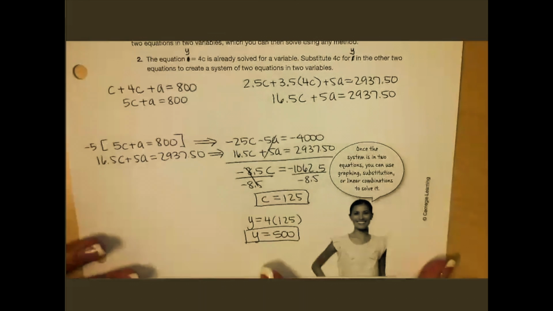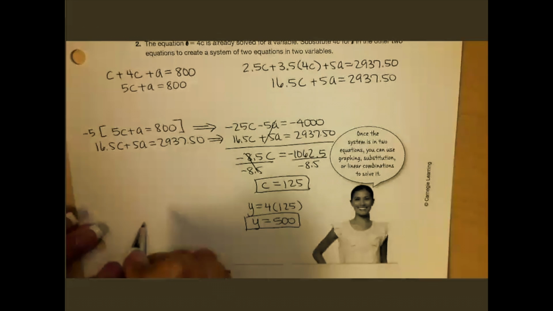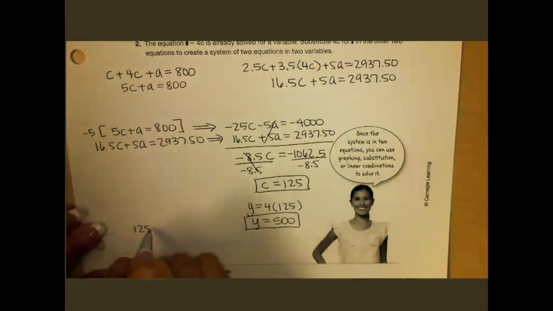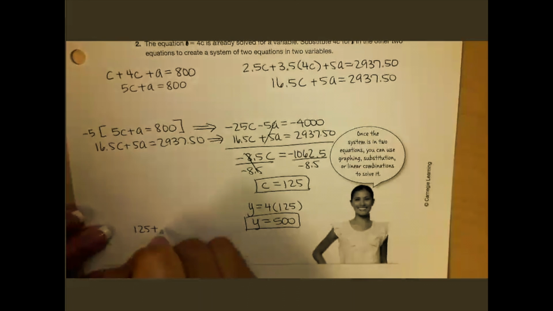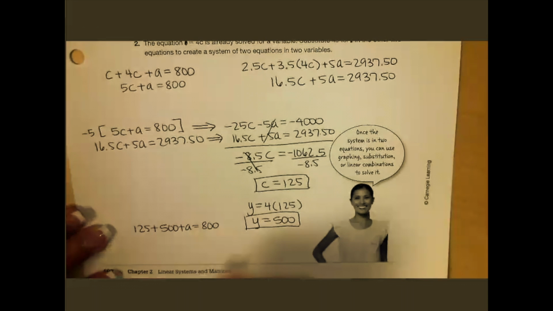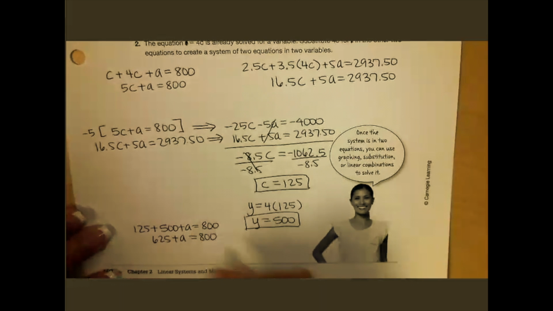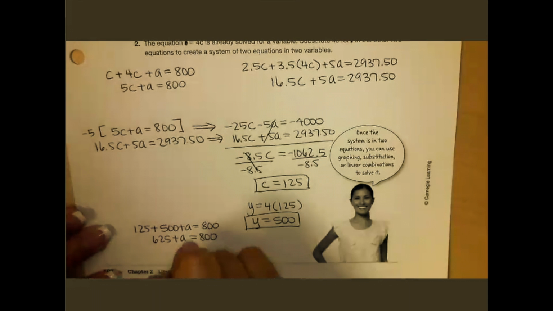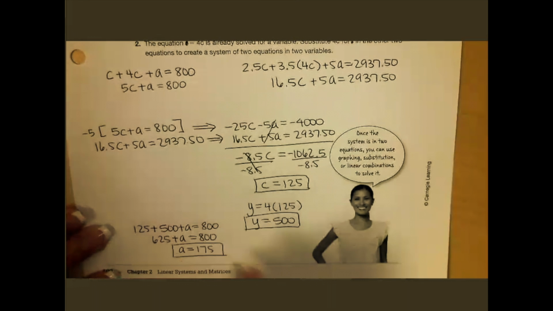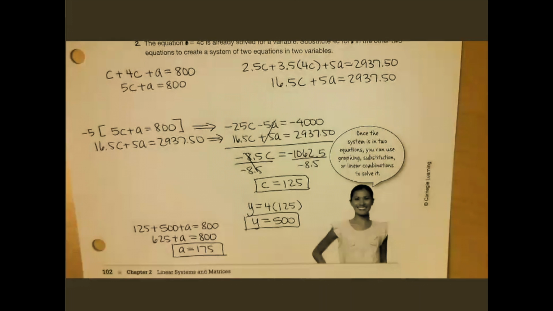Now we've got two variables. We need to go back and get that last one. I could go ahead and plug it into that first equation. So we get 125 plus 500 plus A is equal to 800. We combine our like terms and we get 625 plus A is equal to 800. We subtract the 625 and we get 175. Now we have all three variables. So I know that we sold 125 child tickets, 500 youth tickets, and 175 adult tickets since we defined our variables.